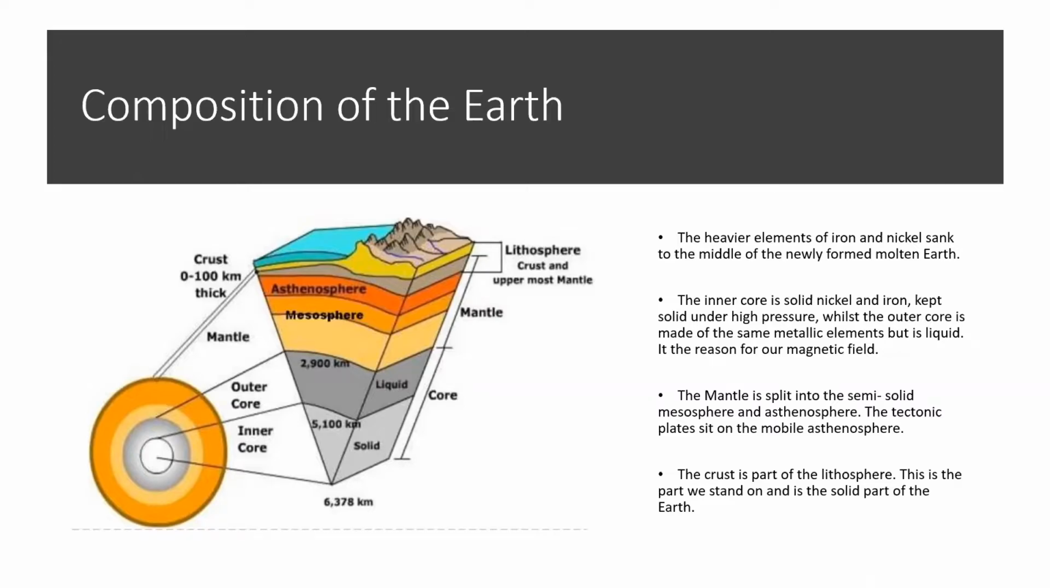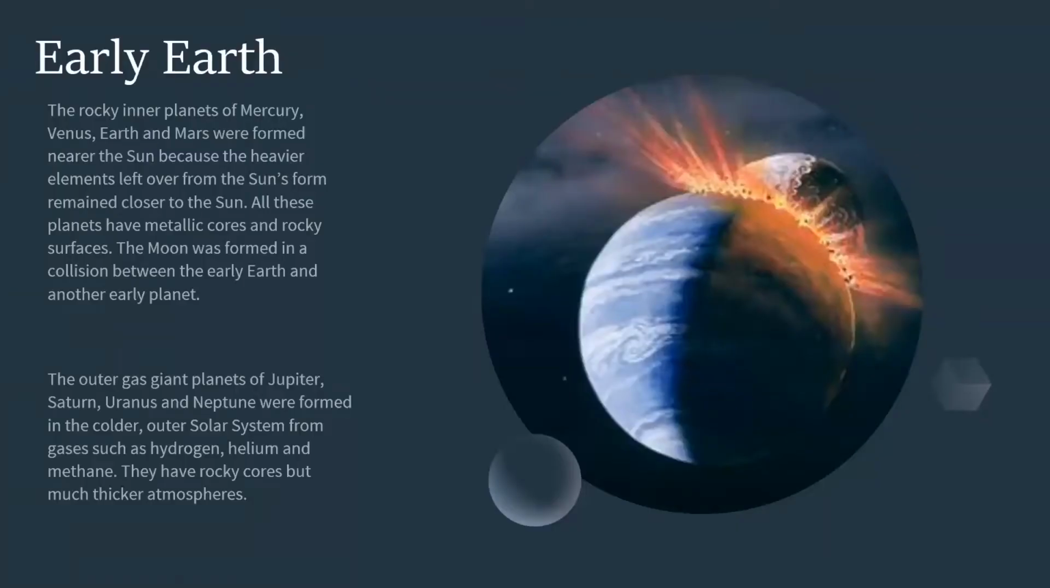Okay, so let's go back. We're going to talk about how the atmosphere forms, so we're going to go back to the early Earth. We're just going over it again. We have the rocky inner planets: Mercury, Venus, Earth, and Mars. Mercury doesn't have an atmosphere, which we'll talk about in a different video on planets. Venus has a very thick atmosphere. Mars doesn't have much of an atmosphere. It has a little bit of carbon dioxide, but Earth has an atmosphere, a bit more complex one, which we're going to focus on. All of those planets are similar in a way to the Earth because they all have metallic cores, so made of metal, and rocky surfaces.